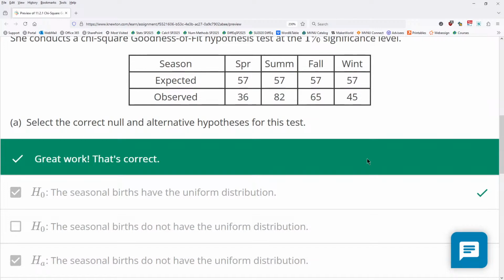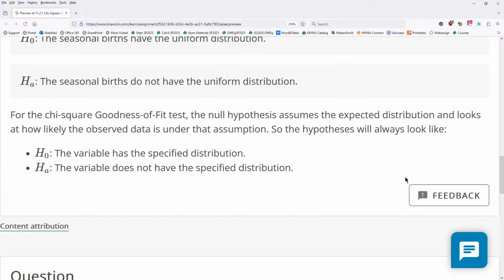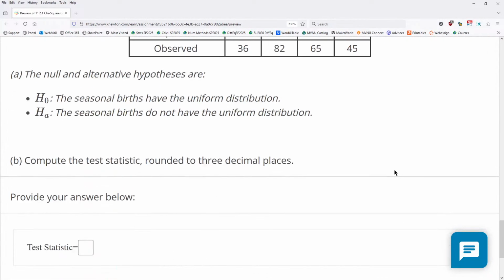Hopefully we'll have time to do the Excel. Great, good, good. Okay, moving on. Do we have the data? Yes, we have the data.